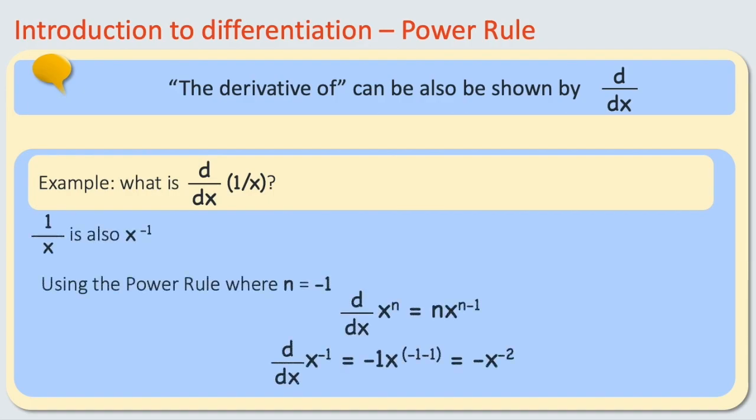We know 1 over x is also x to the power of minus 1. Using the power rule, where n is equal to minus 1, the derivative of x to the power of minus 1 is equal to minus 1 multiplied by x raised to the power of (minus 1 take away 1), which equals minus x to the power of minus 2.